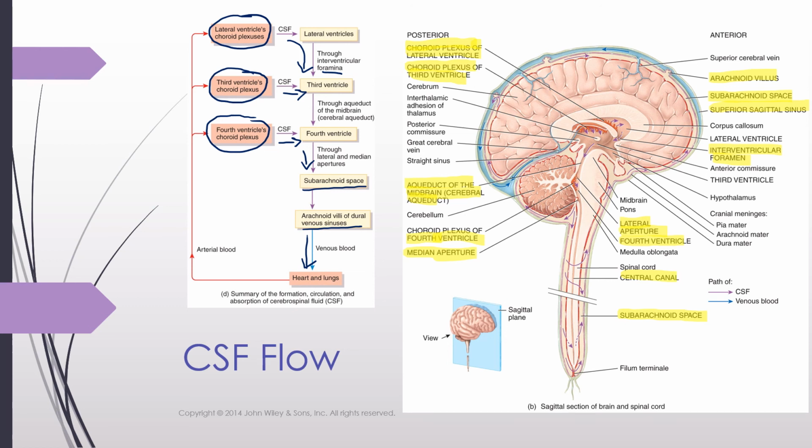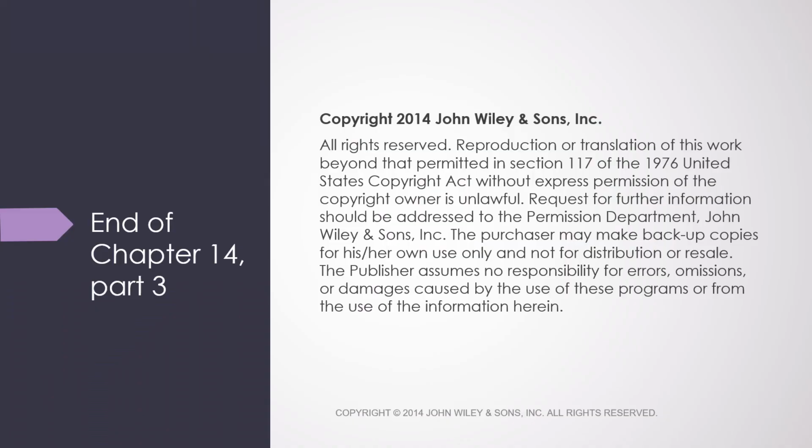Now, normally cerebrospinal fluid is reabsorbed as rapidly as it's formed by the choroid plexuses. And because the rate of formation is the same as the rate of reabsorption, the pressure and the volume of cerebrospinal fluid usually remain pretty constant. You can also see this key down here, which shows the color of the arrows, purple being the cerebrospinal fluid flow, and blue being the venous blood. And that's going to be the end of Chapter 14, Part 3.